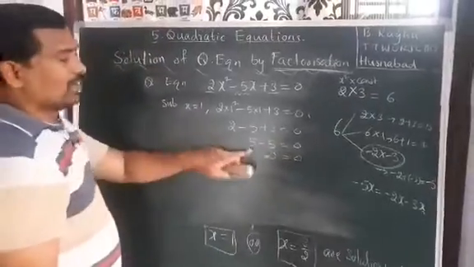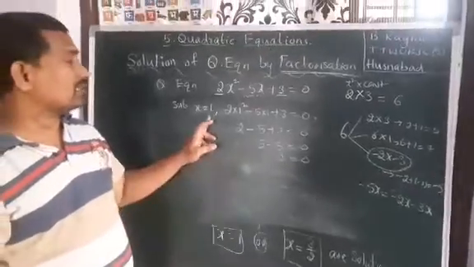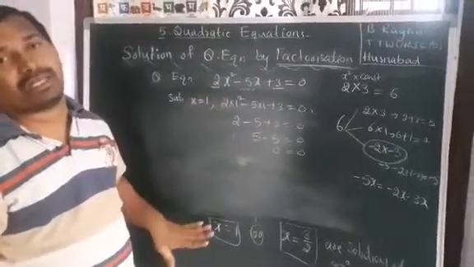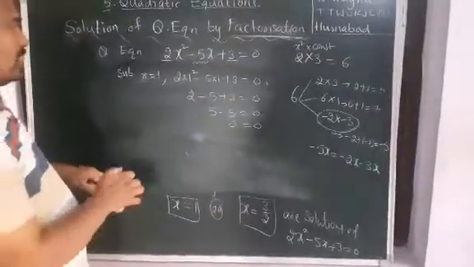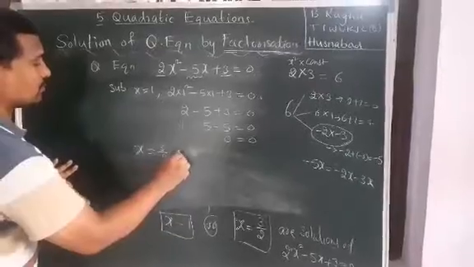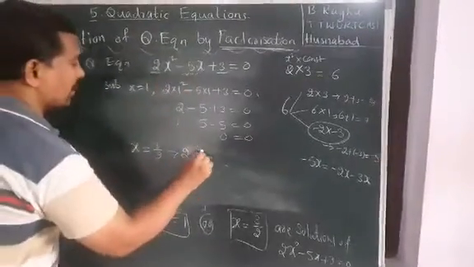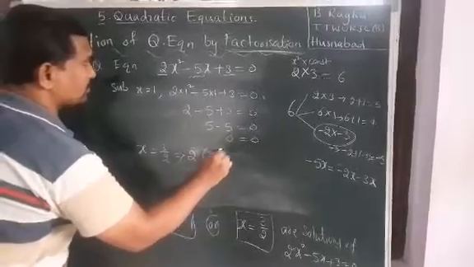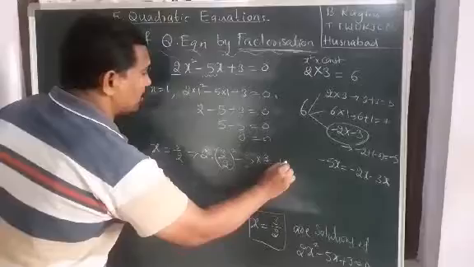So x equal to 1 satisfies. If you get 0 equals 0, that means this x equal to 1 satisfies. That x equal to 1 is the correct answer. Let us check another one, x equal to 3 by 2. So let us substitute x equal to 3 by 2. Substitute here 2 into 3 by 2 whole square minus 5 into 3 by 2 plus 3.